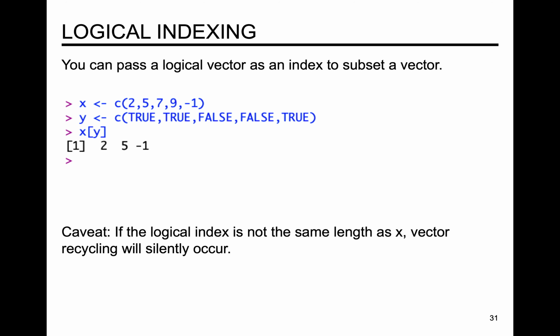So for example, if y had length 4, so it was only the first 4 elements, true, true, false, false, then what's going to happen is y will repeat starting at the first element. So it will place another true at the end, and then it will stop because the length of y now matches the length of x. Suppose instead we defined y to be the first three elements, true, true, false. Then what's going to happen is the first two elements of y will be copied and placed at the end of y to stretch it to length 5, so that the operation x square bracket y makes sense. So this is an example of vector recycling.